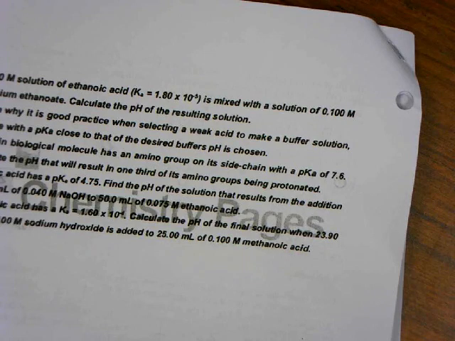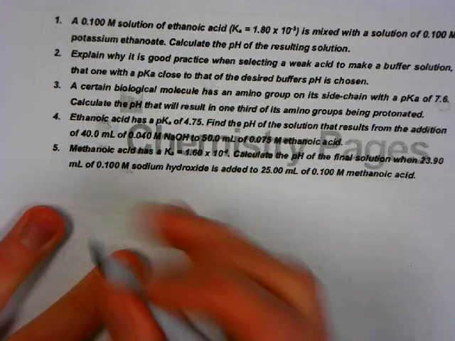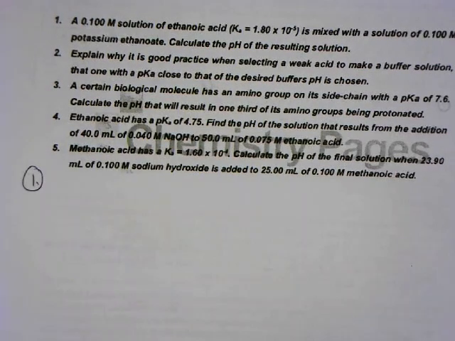Number one. A 0.10 molar solution of ethanoic acid, Ka 1.8 times 10 to the negative fifth, is mixed with a solution of 0.10 molar potassium ethanoate. Calculate the pH of the resulting solution. It's going to be better just to work through these together so you have some good examples in your notes, instead of you trying to do it by yourself. If you want to try to do it by yourself, work ahead, that's fine.